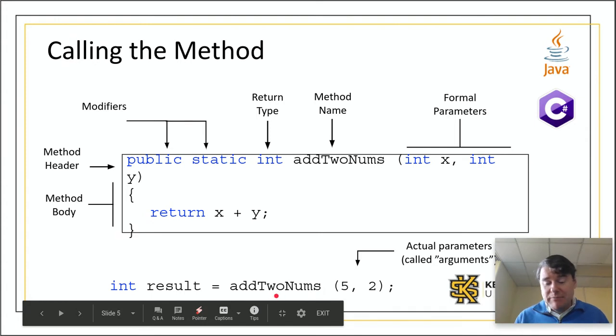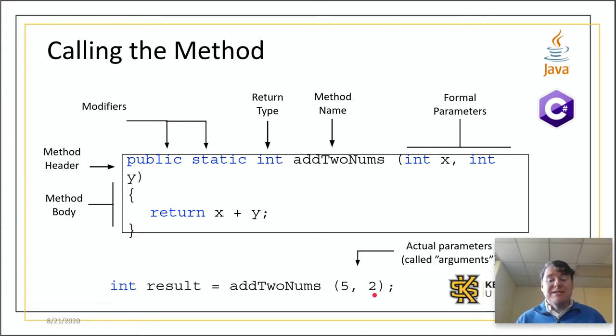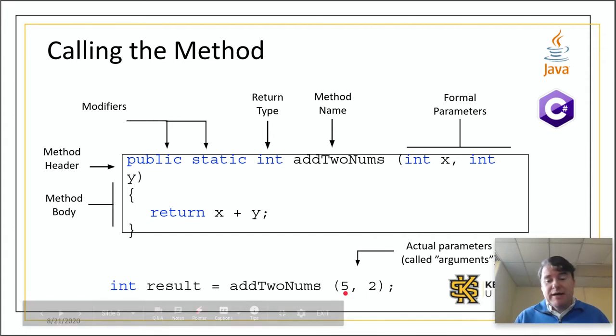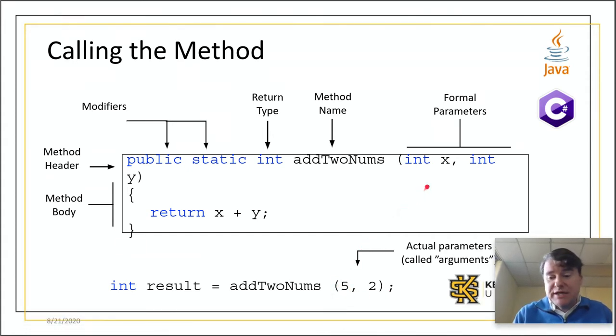When we call this method, the way that it's going to be called is we're going to call the method name and we're going to pass it 2 parameters. Those are called the actual parameters or the arguments that we're passing to the method. So the arguments to this method are 5 and 2. And as I mentioned, what's going to happen is that 5 is going to get copied into the first one and the 2 is going to get copied into the second one, which is the y.